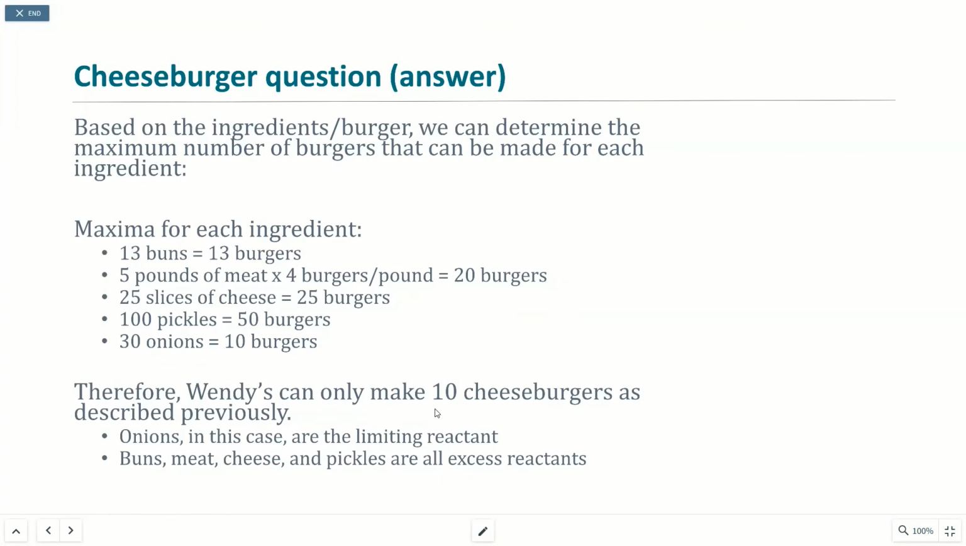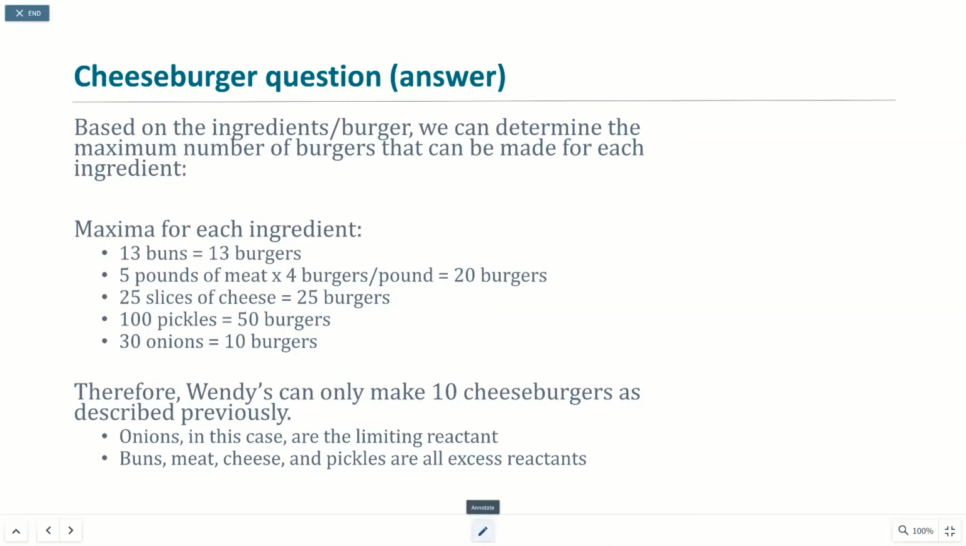We can just take those ingredients, figure out how many burgers we can make with each of them, and then we know that whichever one runs out first, well, that's when it stops. So the 13 buns, well, we know we can make 13 burgers out of that. Since each burger has a quarter pound of meat, that means I can get 4 burgers out of every pound of meat. I can make 20 burgers with all the meat. With the 25 slices of cheese, I can make 25 burgers. With the pickles, I can make 50. With the onions, I can make 10.